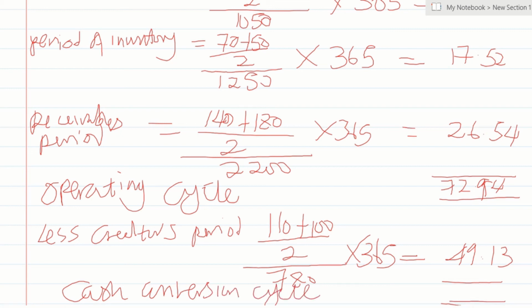So we have our final answer here, which is the cash conversion cycle, which is 23.8 days. So that is how to compute it. You will follow through this video. I urge you, follow it slowly, replay it till you catch it.